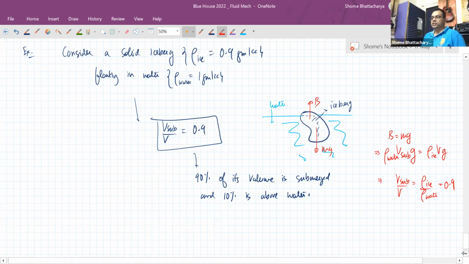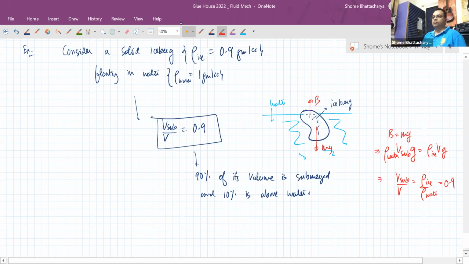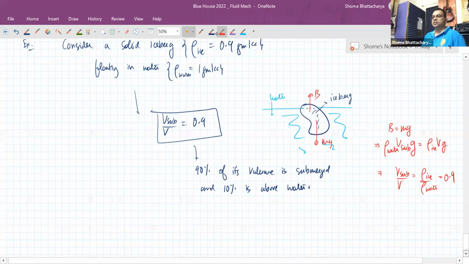Okay, so hope this example was clear. Now let's see a somewhat different type of example where buoyancy is coming into place.